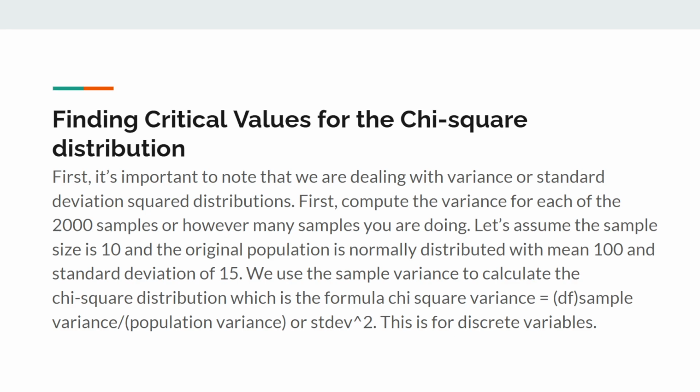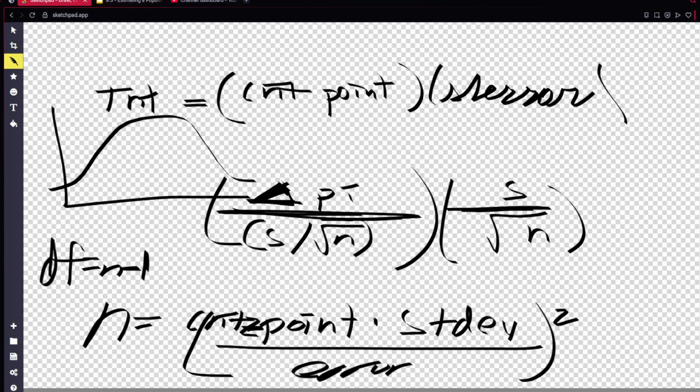So first, important to know that we're dealing with variation or standard deviation squared distributions. So variance is just the same thing as standard deviation squared. Let's first compute the variance for each of the 2,000 samples.